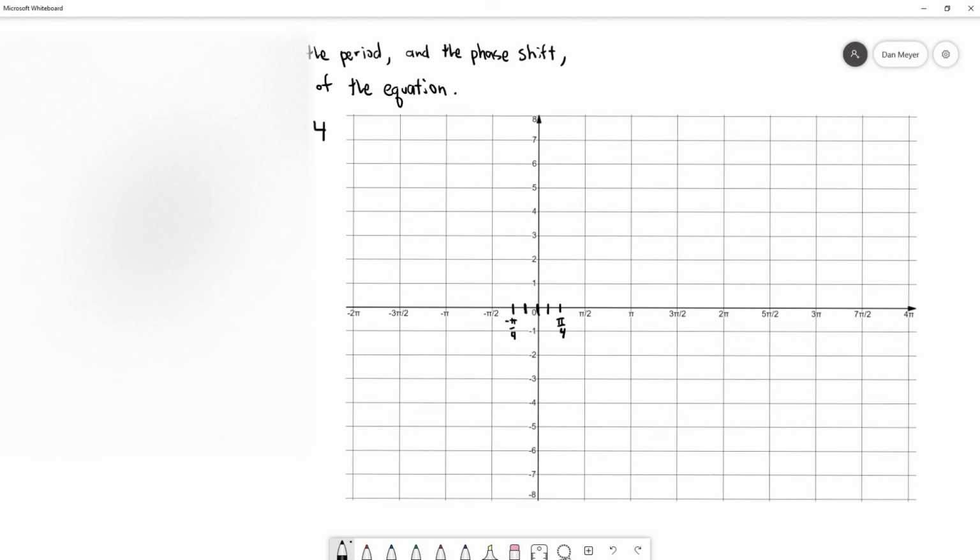All right, so there's my 5 key points. Since we're talking about a sine function, with the sine function, we always start at 0. And then we usually go up to 1 next, but since the a term here is -3, instead of going up to 1, we're going to go to -3. So another way of thinking of that.